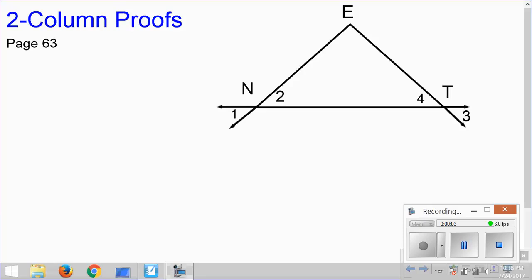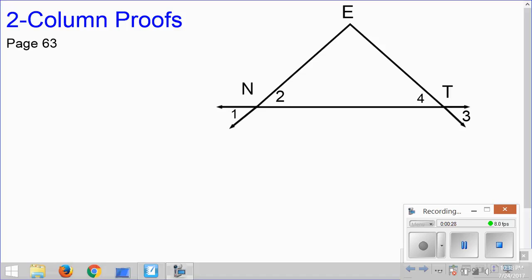Okay, so we've already looked at how to prove that triangles are congruent. We've proven triangles are congruent, but we have not yet actually written a full proof. And so that's what we're going to look at today. So we're going to look at what are called two-column proofs. So a two-column proof is what it sounds like.